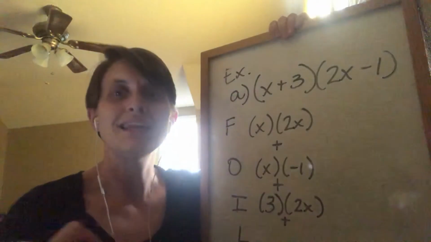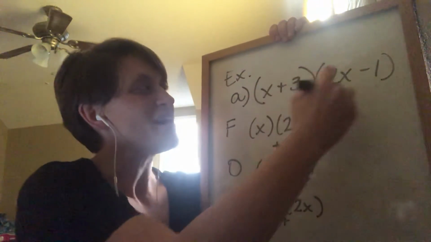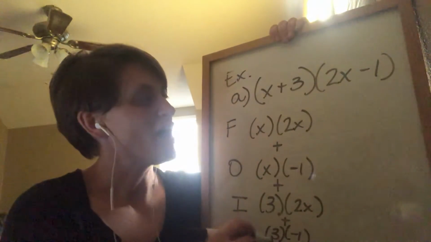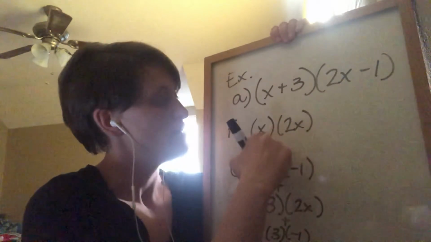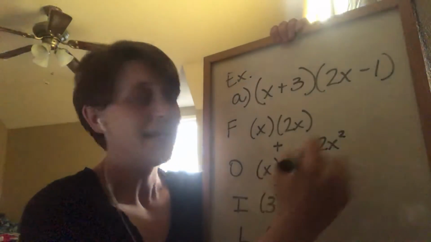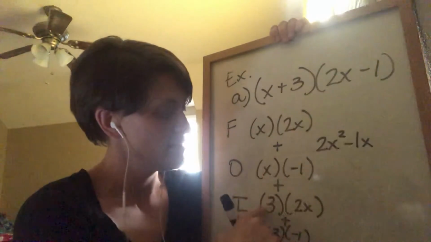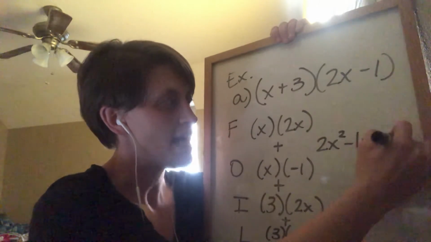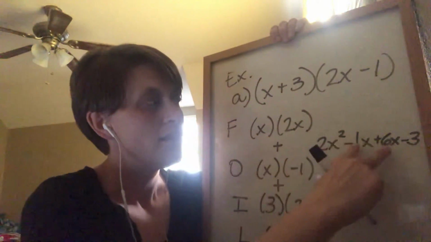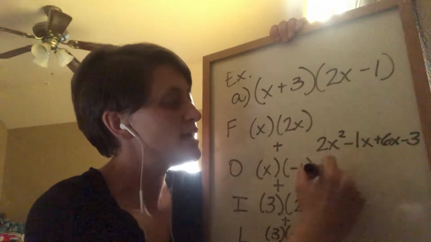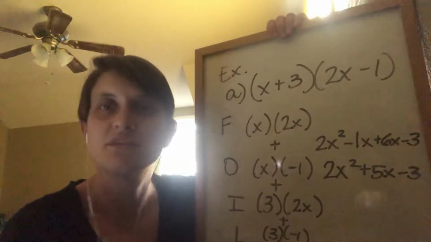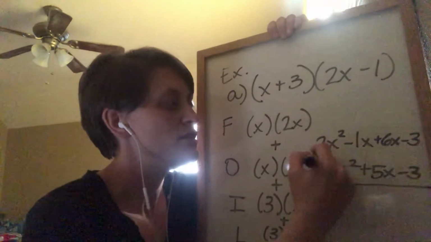And finally, lasts, which you can barely see, which are going to be our last terms, 3 times minus 1. So now let's look at what we've got when we put these together. We have 2x squared minus 1x, or just minus x, plus 6x minus 3. These two terms are like terms, so we can put them together for 2x squared plus 5x minus 3. And that's what we get whenever we distribute these.